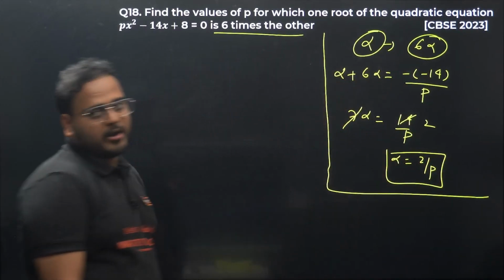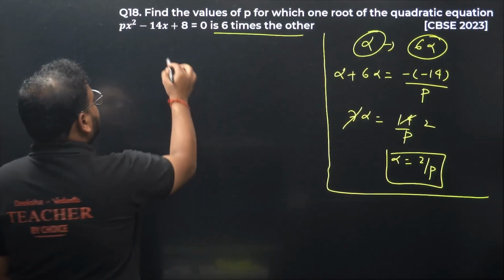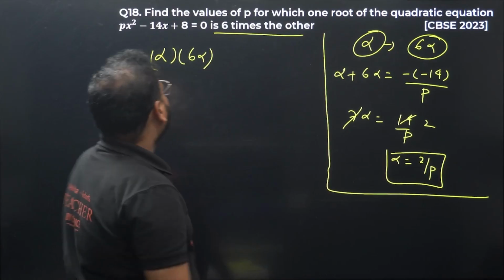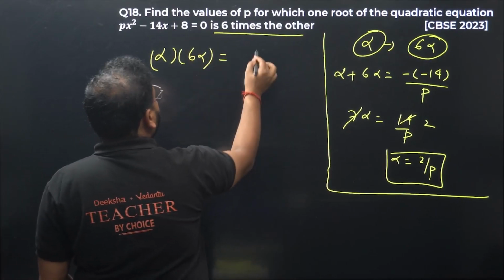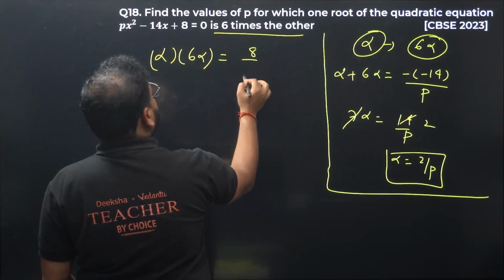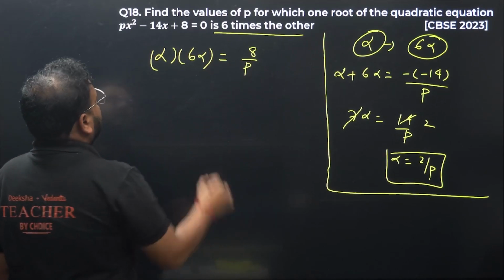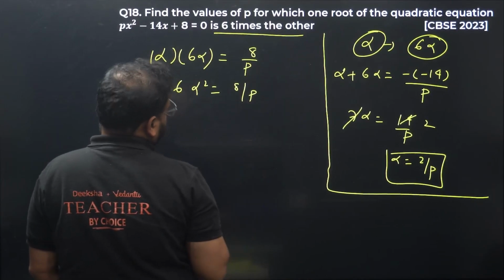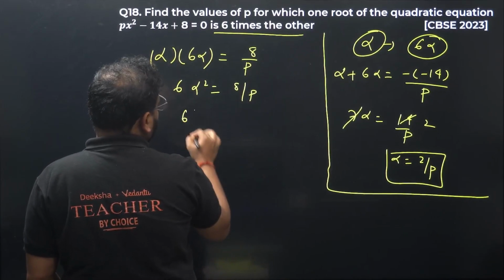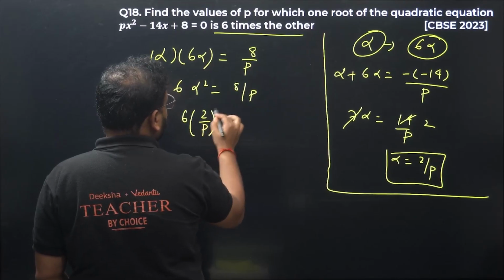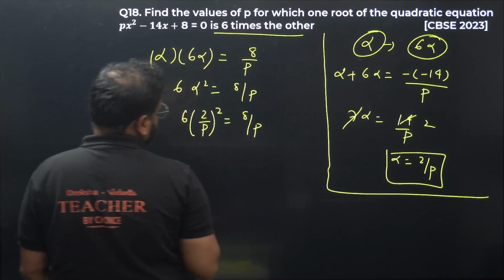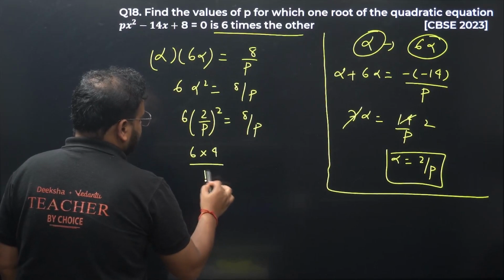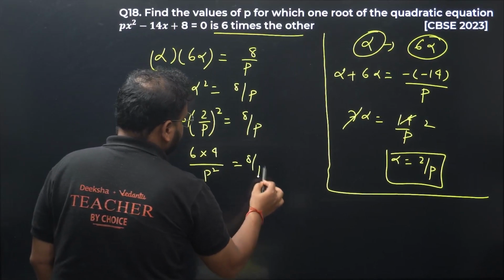Next is the product of the roots. So for that we have alpha into 6 alpha, because one of the roots is alpha, the other is 6 times the first root. Okay, what we get over here? c by a. c is 8 by p. a is simply p. I get here 6 alpha square equals 8 by p. Take this out. 6 into (2 by p) square equals 8 by p. Okay, so what I get? 6 into 4 by p square equals 8 by p.